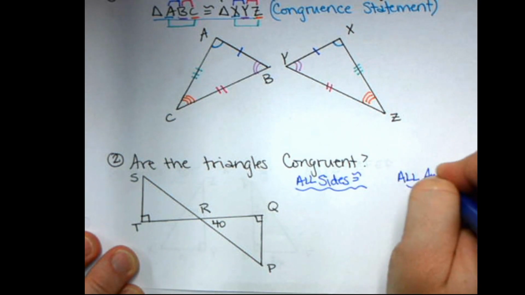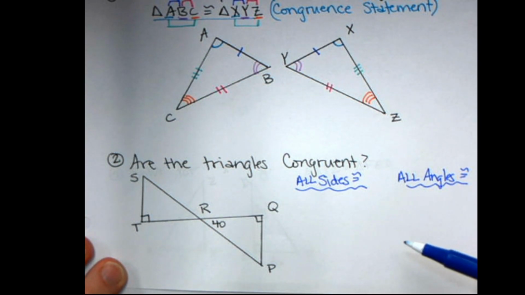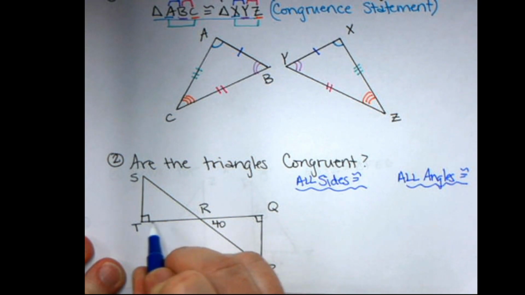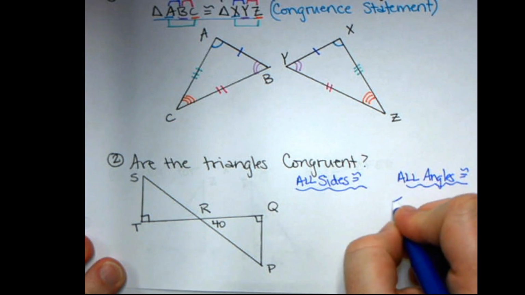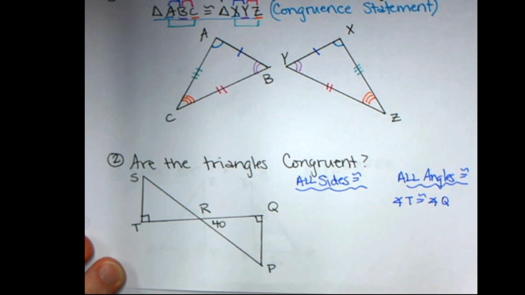Those are the 2 things we're looking for to be able to say that the figures are congruent. So here I have this figure. I know that T and Q, based on the picture, are both 90 degrees. So I know angle T is congruent to angle Q. So that's one angle.